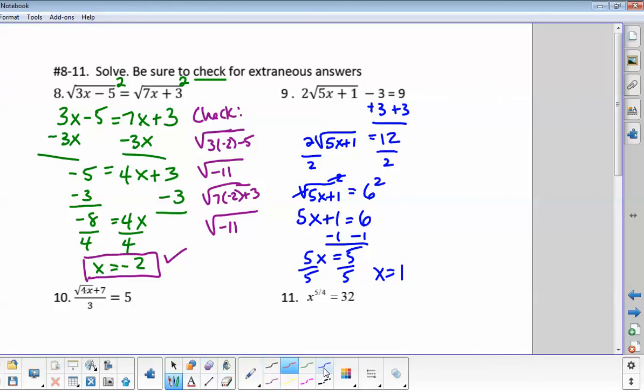Let's go back to the blue pen. So 6 squared is actually 36. So when you subtract the 1, you get 35, and when you divide, you get x equals 7. So checking for extraneous solutions can also just find your mistakes. I'm going to rewrite that answer, though. X equals 7. Okay, so let's go back now and check this one.